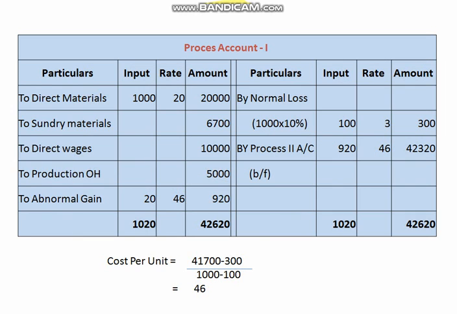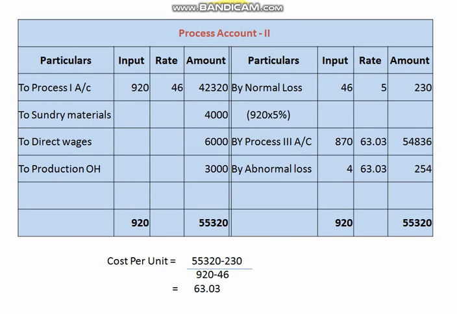Now move to process 2. Process 2 is like this. Once again you take the first information from the last input, right? After that sundry materials, wages and production overhead are given in the problem. And normal loss is how much? 5% of the input, if you refer to the question. Input is 920, 5% is 46. 5 rupee rate is given, total is 230, and you multiply all these three. What will you get? The output is also given.